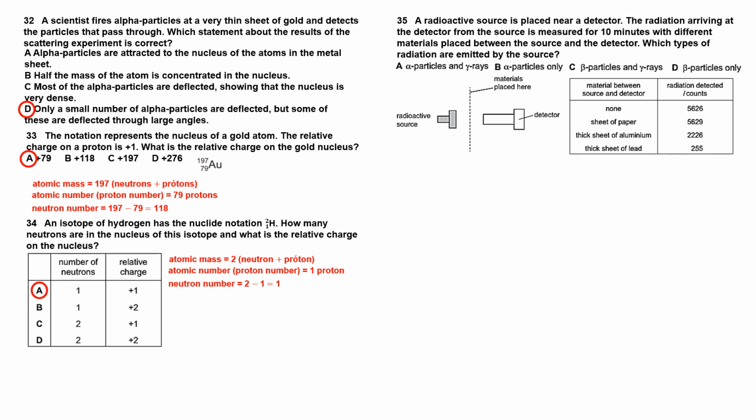When paper is used, the count remains nearly the same, indicating that alpha particles are absent since they would be blocked. With aluminum, the count drops significantly, suggesting the presence of beta particles, which aluminum can stop. Finally, when lead is used, the count decreases further, indicating gamma rays, which lead can attenuate. In conclusion, the radioactive source emits beta particles and gamma rays.